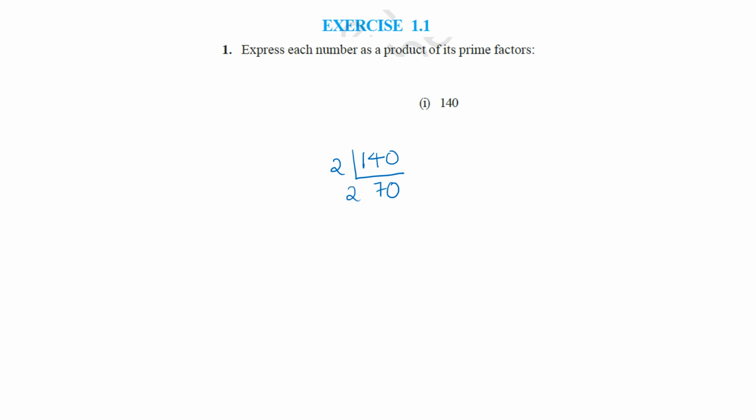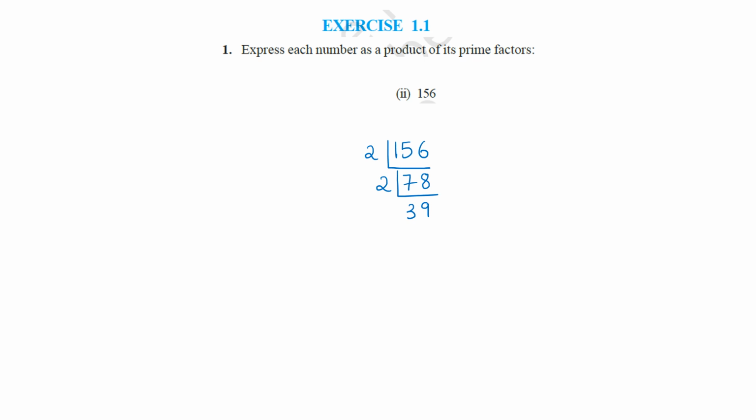So 2 times 70, now 2 times 35, 5 times 7, 7 times 1. So 140 can be written as 2 squared times 5 times 7. Coming to the next number, 156. So once again, divisible by 2, again divisible by 2.